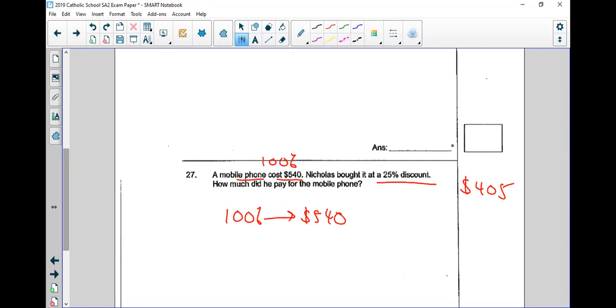And he bought at a 25% discount. So how many percent do you pay? So you have to take 100%. Every time there's a discount, what do you do? You have to minus, right? 100% minus 25%, you only pay 75%. So how much is 75%?